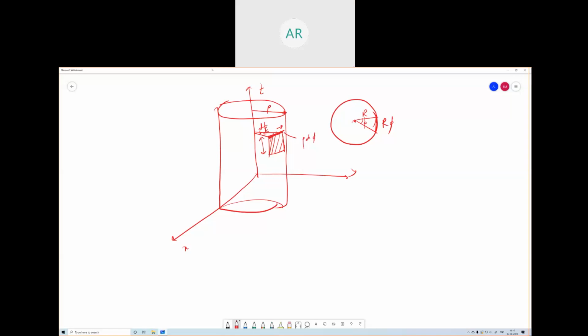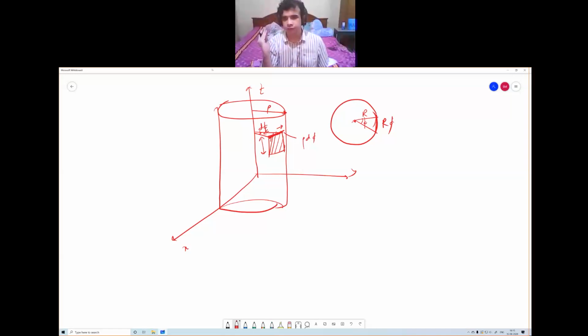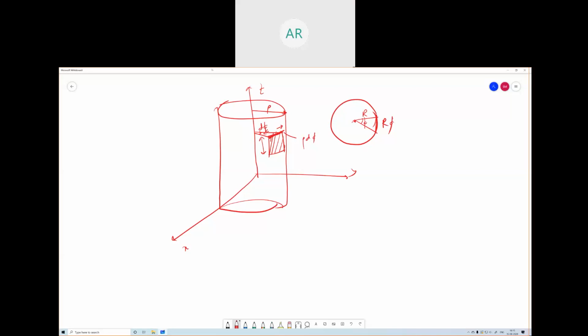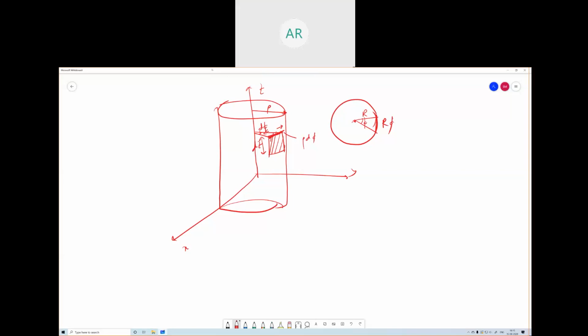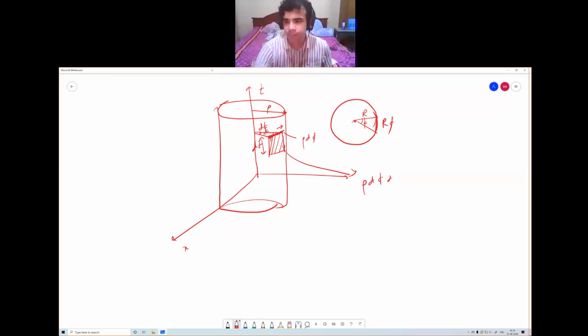Tell me, this is along which direction? Rho, from Z, the Z. So what is the length of this? Very small, dz. So what is the area? Phi rho into d phi into dz. Absolutely. This area is rho into d phi into dz.